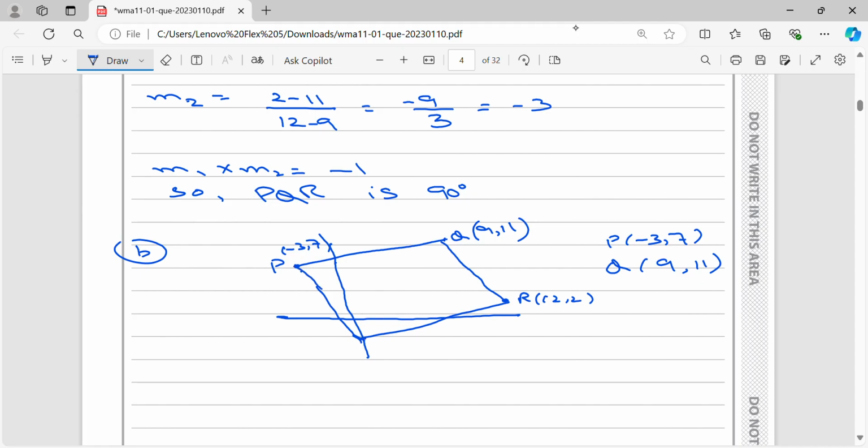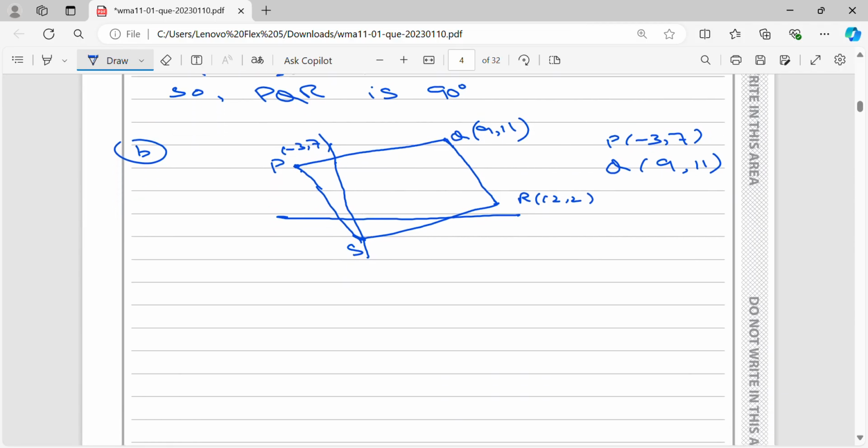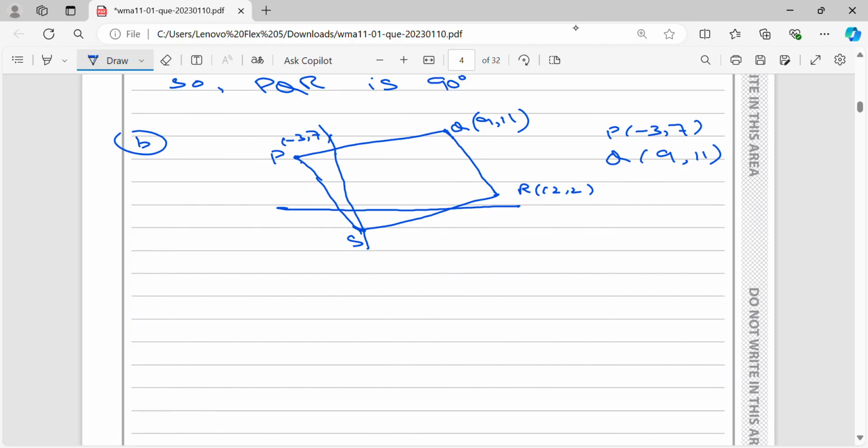So S would be somewhere here. If I draw it properly, so if this is R, so S would be somewhere here. Okay, now I need to get to know what is S. Okay, so it has two ways to do it. Let's discuss both the ways.